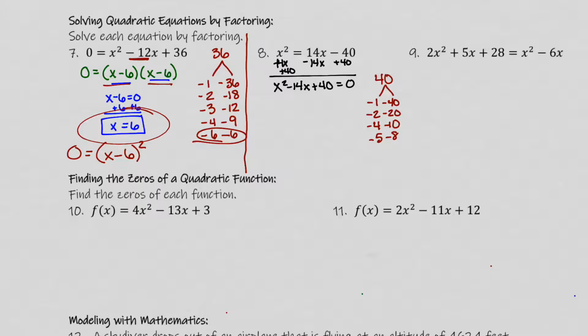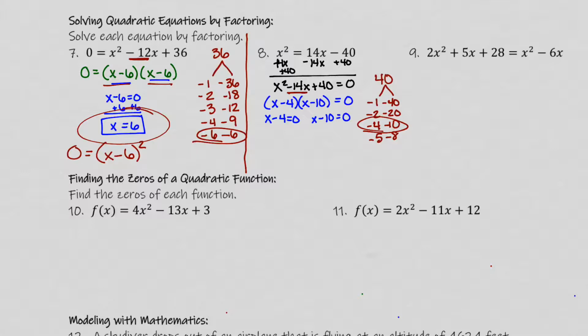Okay. So I need to find the ones that add up to a negative 14, which is negative 4 and negative 10. So when I rewrite this, I get x minus 4 times x minus 10, and that equals 0. Okay, so really you set each of those parentheses equal to 0. X minus 4 equals 0, and x minus 10 equals 0, and that's how you're solving your equation.